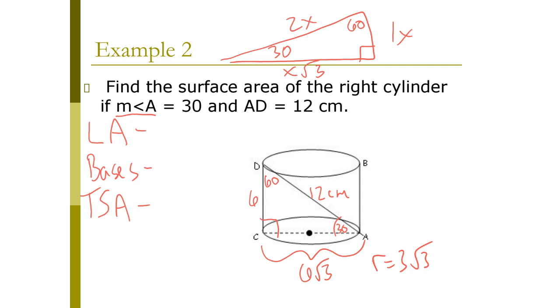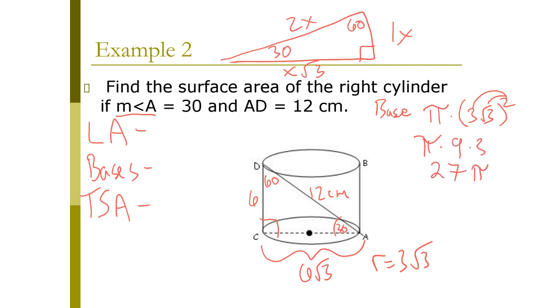Awesome. So my bases, we'll start with one base and then we'll convert it to two of them, is going to be pi times my radius, 3 root 3, squared. Now, it's important to remember to put that in parentheses because not only is the root 3 getting squared, but the 3 gets squared as well. So I have pi times 9 times 3, or in other words, 27 pi. And if I'm working with my bases, double that, it's 54, not 55, 54 pi centimeters squared. I like it. Lateral area.